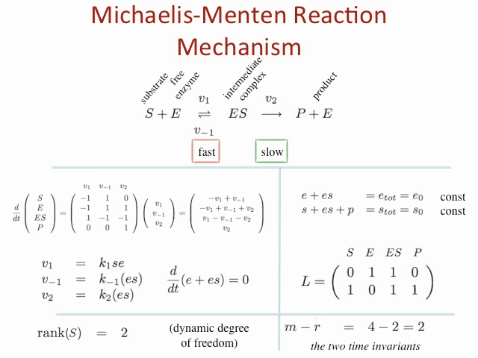So the first row has 0 on S, 1 on E, 1 on ES, and 0 on P. And when you take the inner product of that row and the concentration vector, you get E plus ES. Similarly for the second row in L, you get the conservation quantity on the substrate. M minus R in this case is 4 minus 2, which means there are 2 time invariants, and they are shown by the 2 rows in the matrix L.